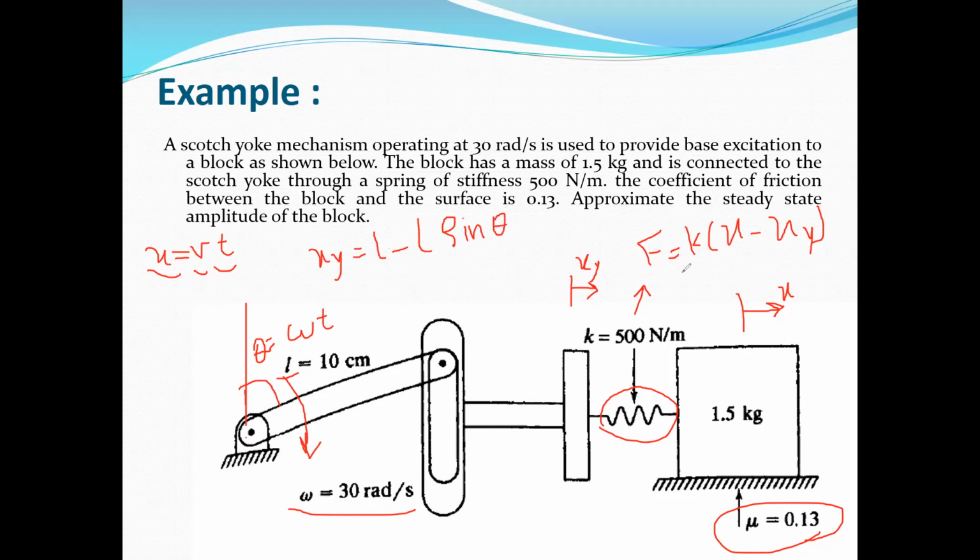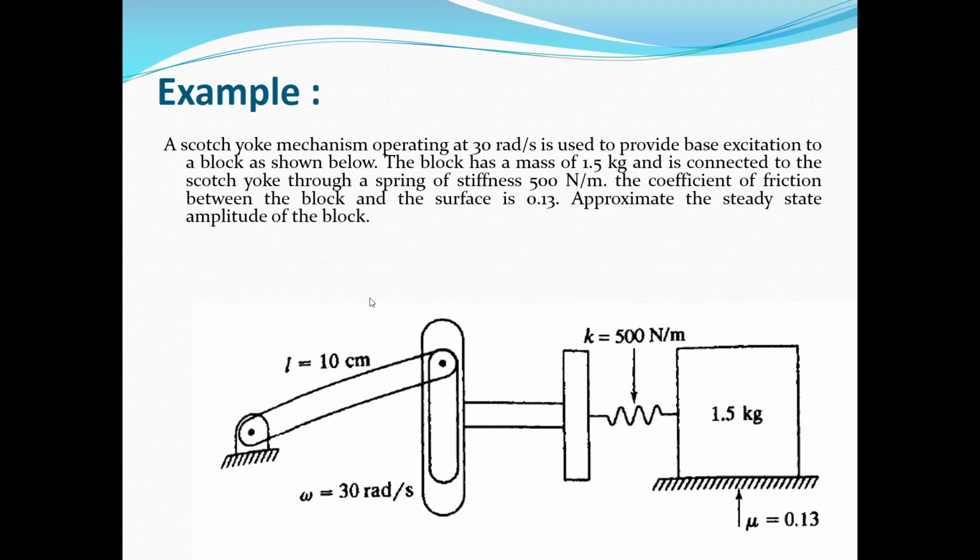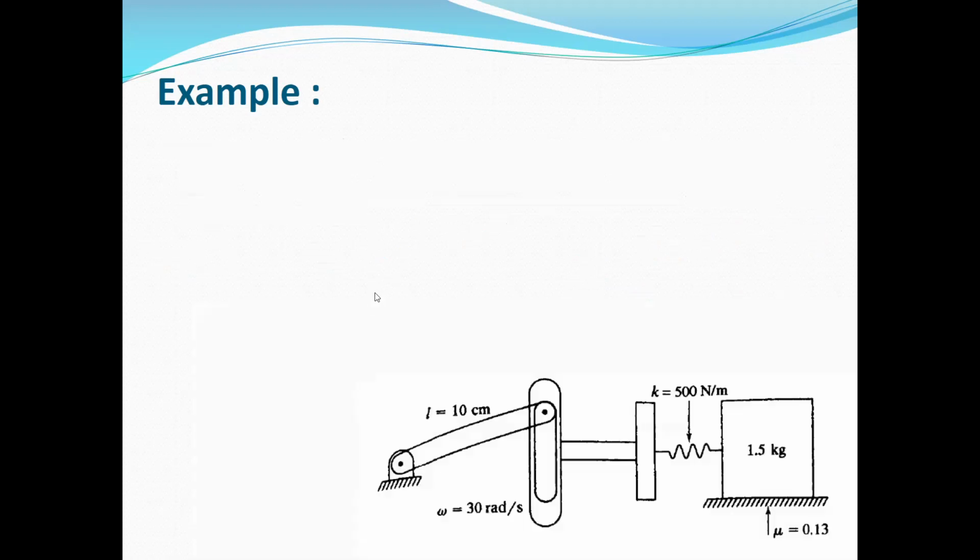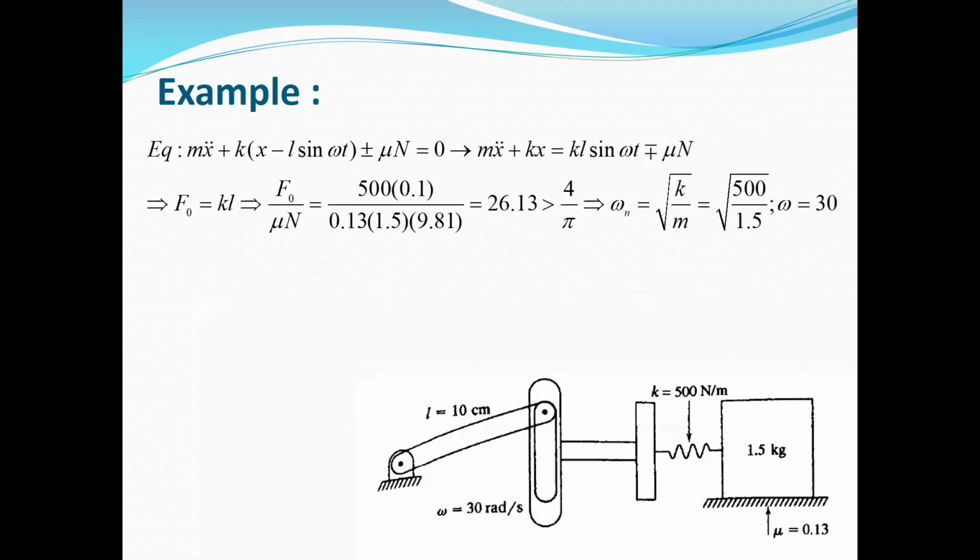Then we can substitute here, and the force in the spring is equal to K times x minus x_y. Or, according to the direction of the force for this spring, it can be equal to K times x_y minus x. So it can be multiplied by a negative when we change the direction. This is the total procedure. We can extract the equation of motion for this system. So this is the equation of motion.